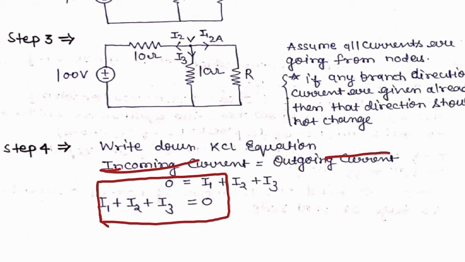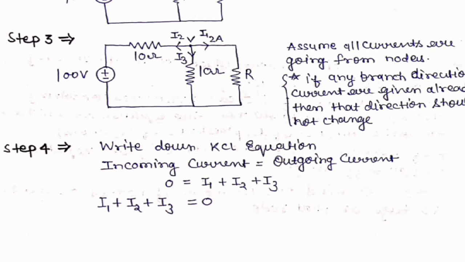The fourth step is to write down the KCL equation. We know Kirchhoff's current law: incoming current should equal outgoing current, or the summation of all currents should equal 0. So here we can say I1 plus I2 plus I3 equals 0.